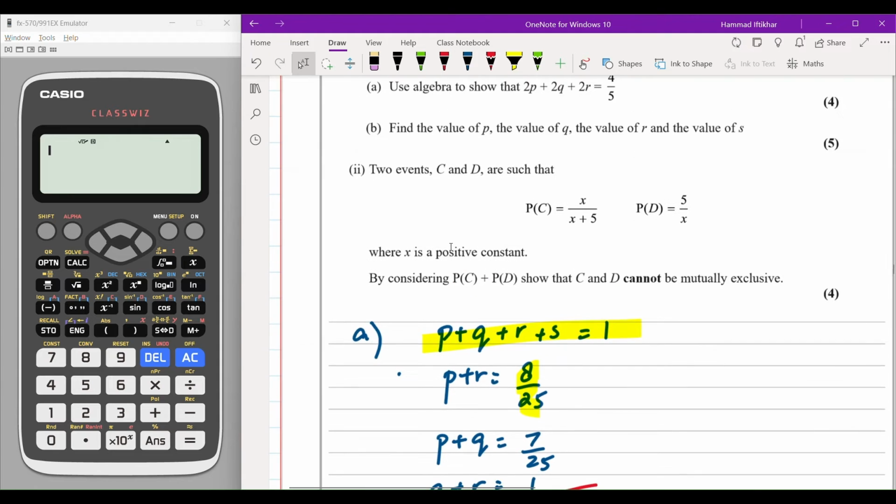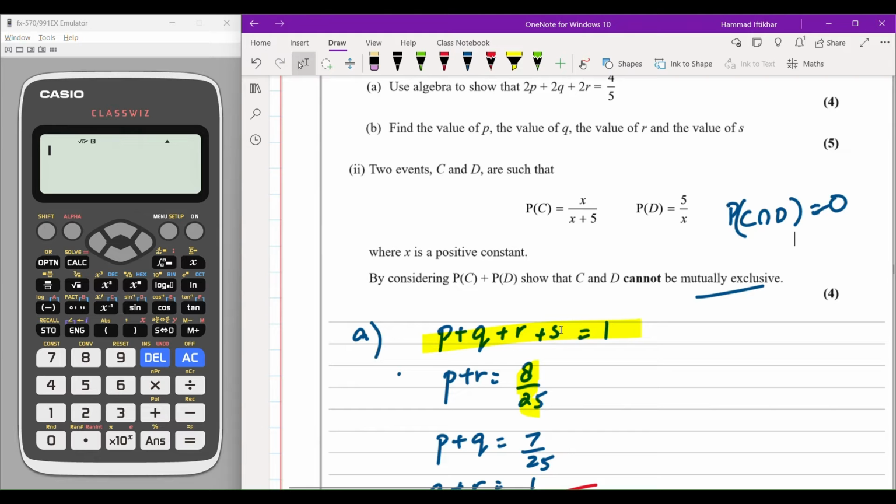Right, okay. Two events, C and D, are such that probability of C is equal to x/(x+5) and probability of D is 5/x, where x is a positive constant. By considering P of C plus P of D, show that C and D cannot be mutually exclusive. Okay, so mutually exclusive cases are those where the C intersection D is actually 0. So we actually have to show that this cannot be 0.